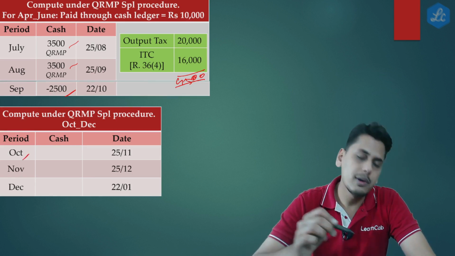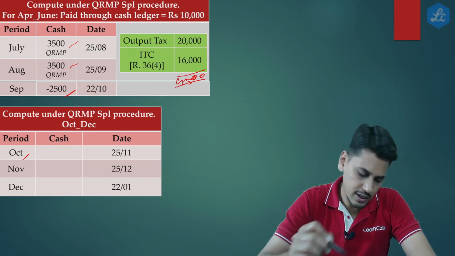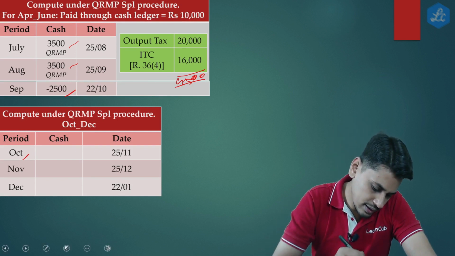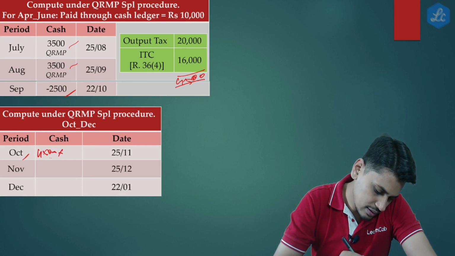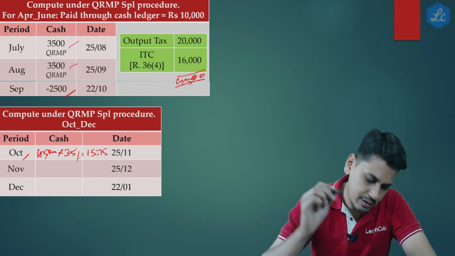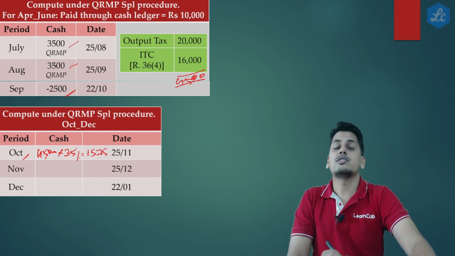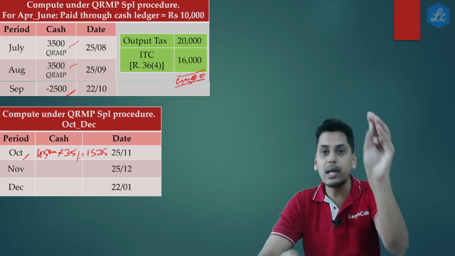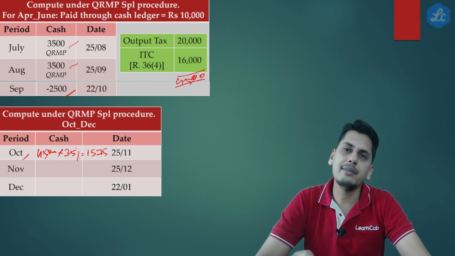For the month of October, what is the amount which you are supposed to pay? As we discussed, 4,500 multiplied by 35%, which is 1575. You are supposed to pay 1575. You are supposed to deposit in the cash ledger 1575.